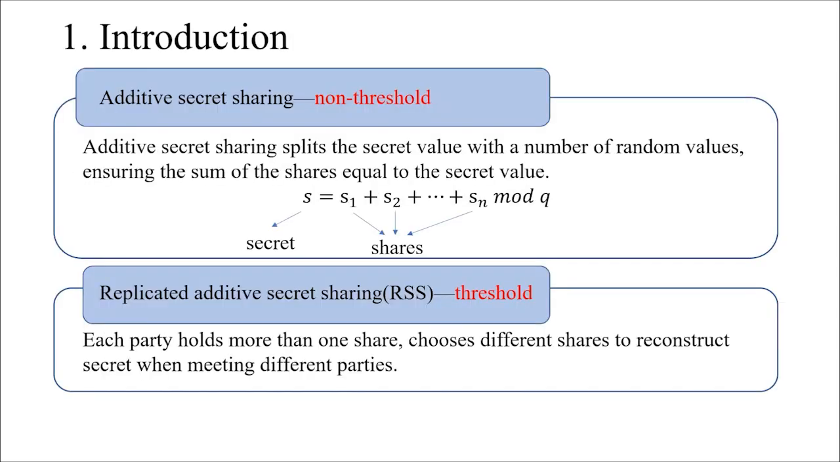For this part, I will first introduce the concept of additive secret sharing. Additive secret sharing splits the secret value into a number of shares whose sum is equal to the secret value. We denote the secret value as S, and the shares as S1, S2, etc. Replicated additive secret sharing, referred to as RSS, is proposed to achieve the threshold feature. Each party holds more than one share and chooses some correct shares when collaborating with different parties during secret reconstruction.